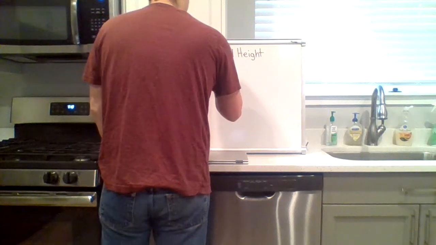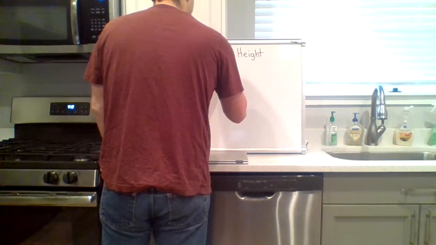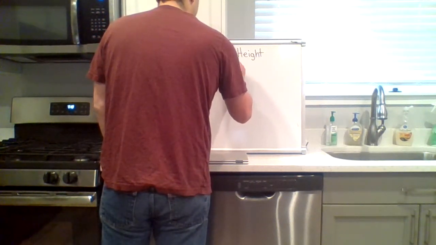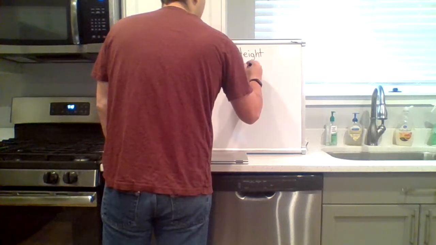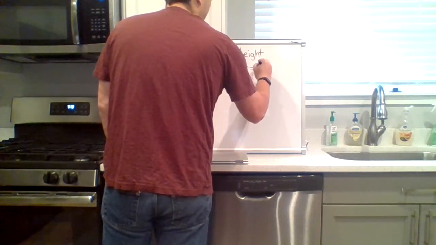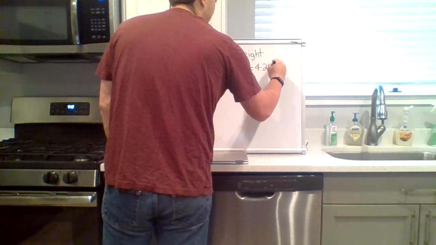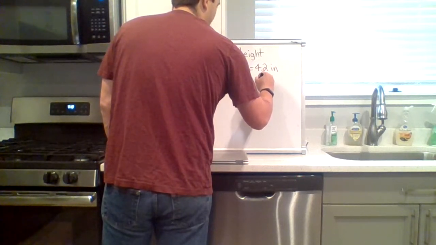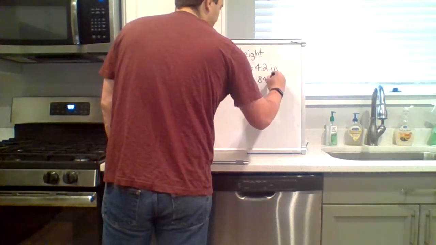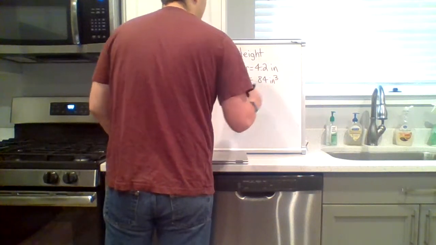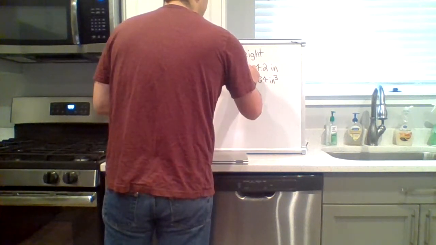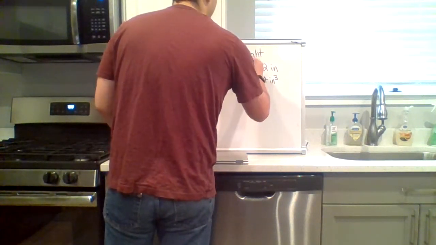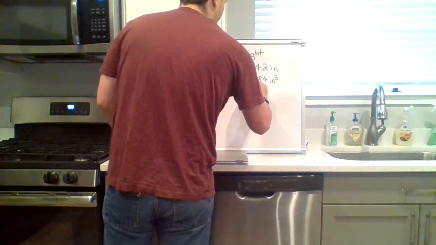Okay, suppose you're given a cylinder this time. You know the radius is 4.2 inches. We know the volume is 84 inches cubed. So we wanted to find the radius. Let's make that the height. Solve for the radius.